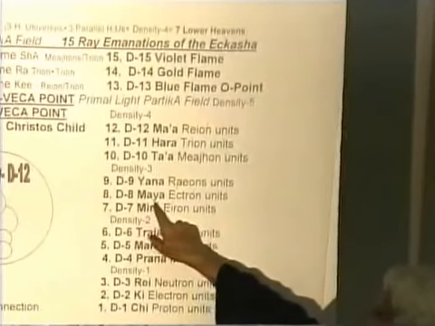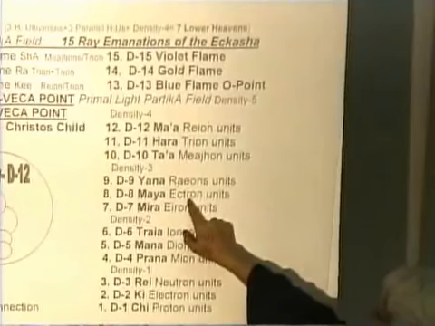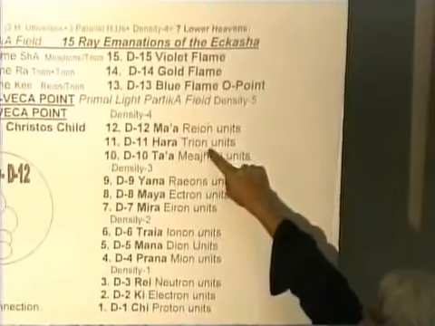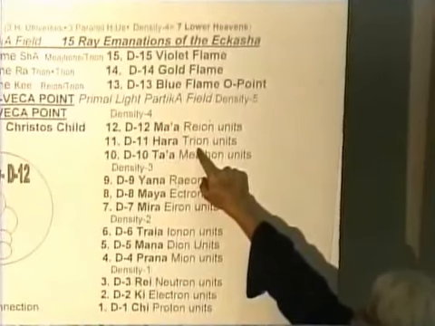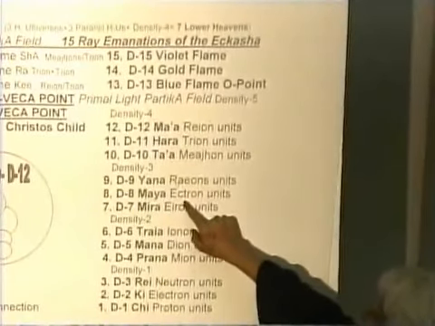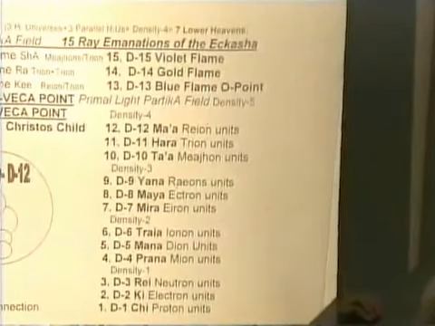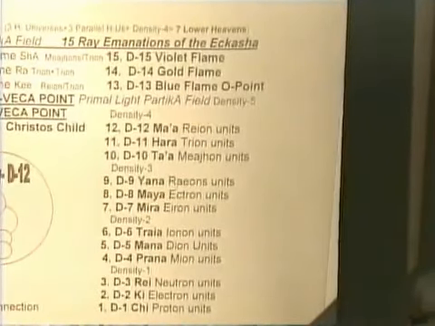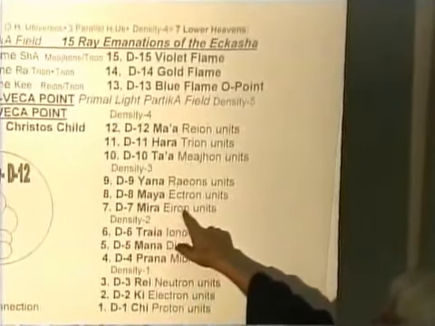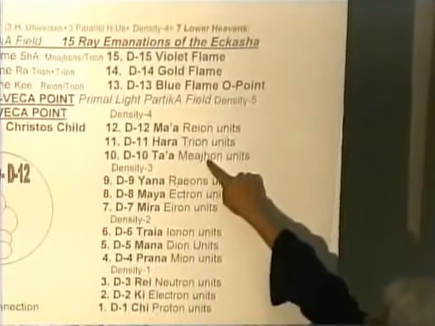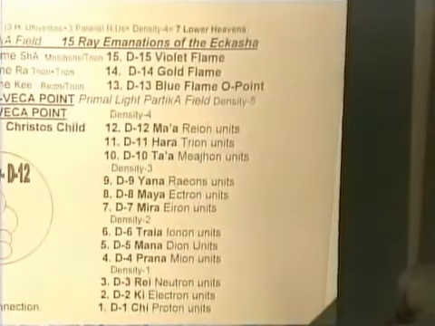The D8 Maya is composed of units called ectrons. An ectron is the next step down from a trion. So when you're in density 4, you have a trion. In density 3, that same thing becomes an ectron. It's a smaller quantity of thrust of the same consciousness. All right. D7 is called the Mira. It's composed of iron units, which are broken down meson units. All right, so that takes you into density 3.